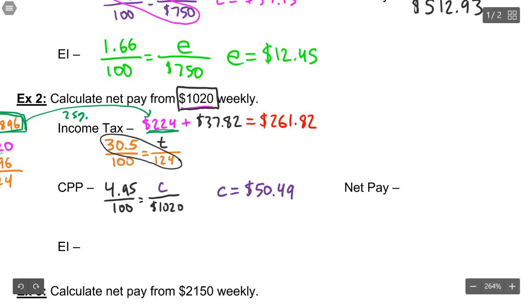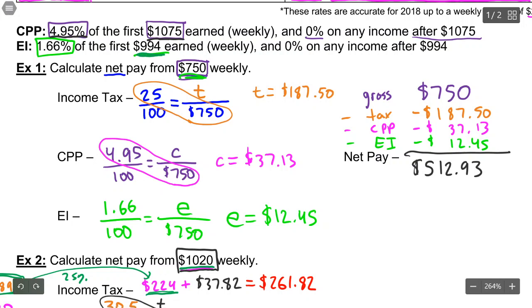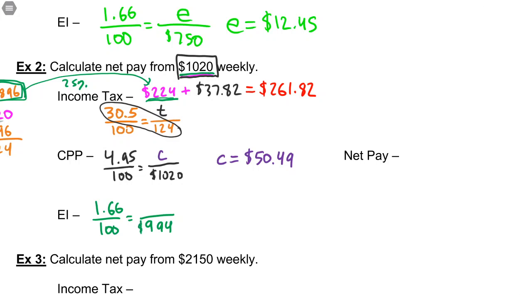And now let's do EI. So EI, we earned $10.20. In this case, $10.20 is more than the cutoff. So you only pay the 1.66% on the $994 because you pay 0% on anything over $994. So this is 1.66% on $994. And that's because we don't think that people need more than essentially groceries and rent money for EI.